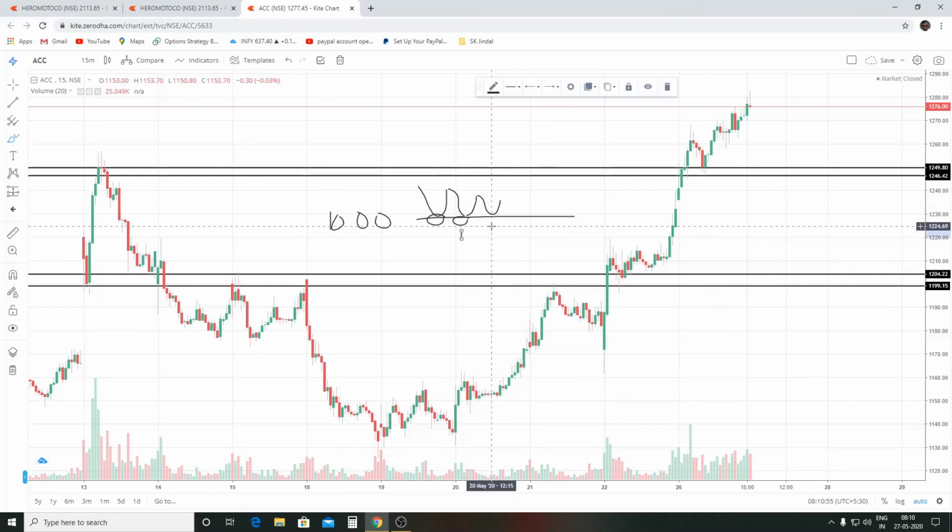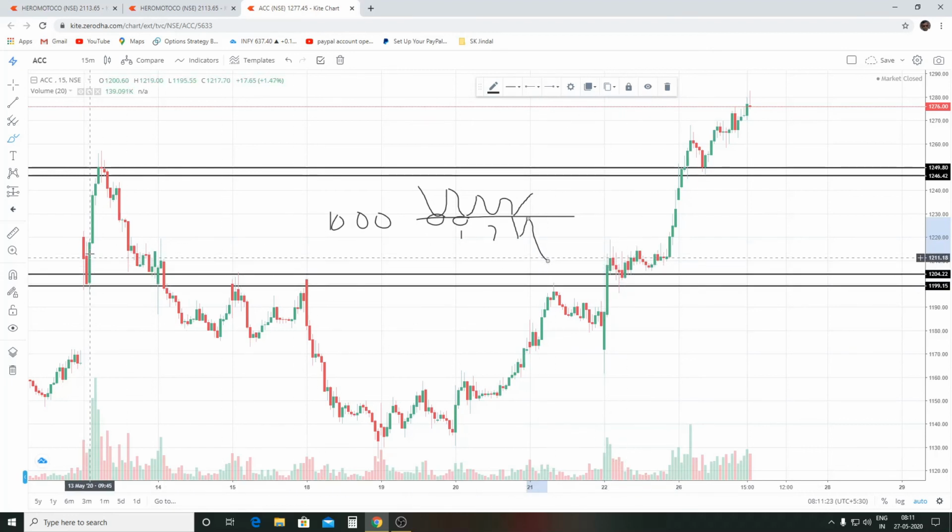This was its first test, this was its second test, and the mistake most people make is that when it comes again to this level, they expect the stock to rise towards a higher level. But as it's testing its support the third time, most likely it breaks it on the downside, then tests this as a resistance and then falls back again. So you can see how it works here.